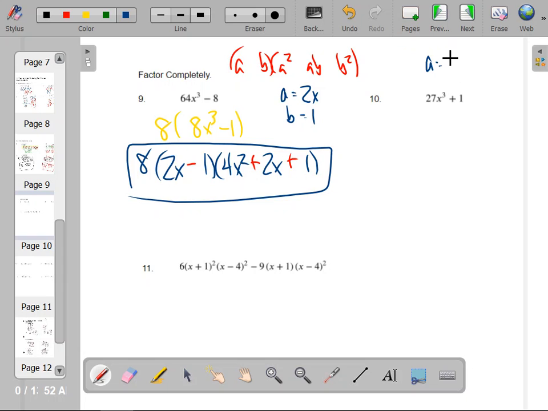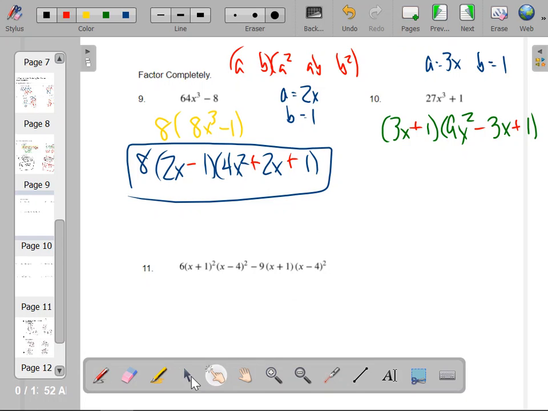Same thing here. The cube root of 27x cubed is 3x. The cube root of 1 is 1. So it's going to look very similar. We're going to have 3x and 1. 3x times 3x is 9x squared. 3x times 1 is 3x, and 1 squared is 1. Same, opposite, always positive. Same as what you start with, opposite of what you start with, always positive. So there's the second sum of cubes.